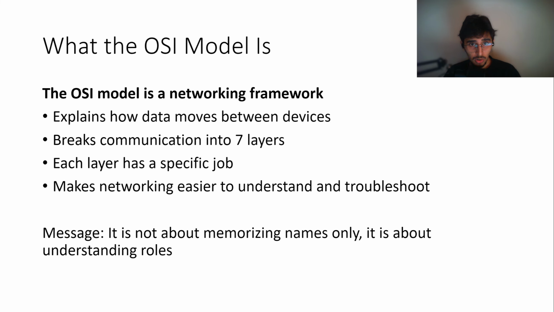So what is the OSI model? The OSI model is a framework that explains network communication using 7 layers. Each layer has its own role, and together they help data move from one device to another. The point is not just to memorize 7 fancy names and pretend that you understand networking. The point is to understand what each layer is responsible for. Because once you get that, networks stop feeling random and start feeling a little more organized.